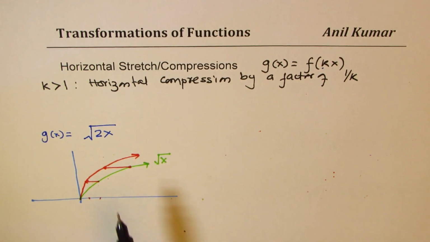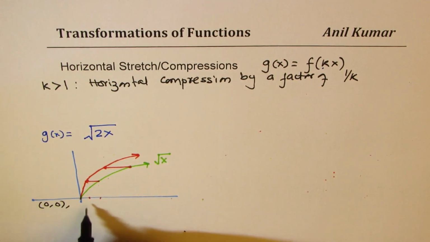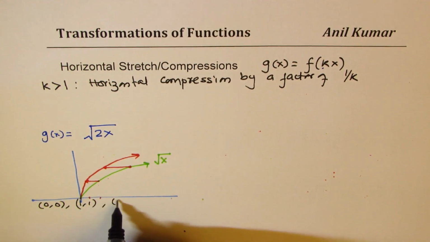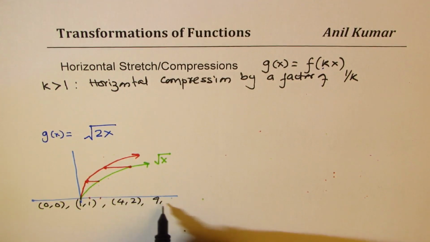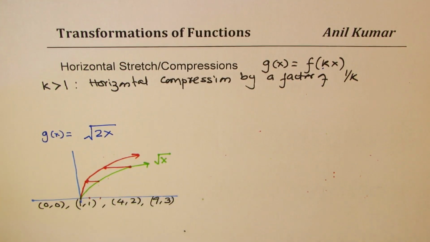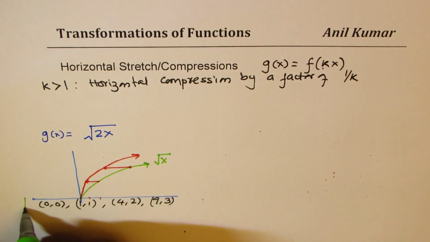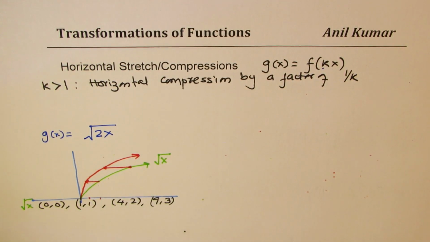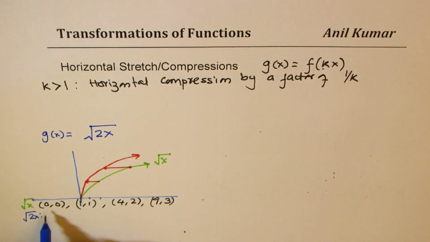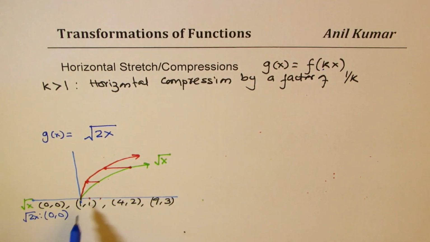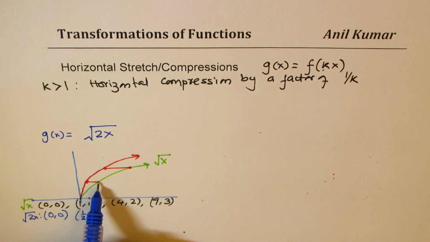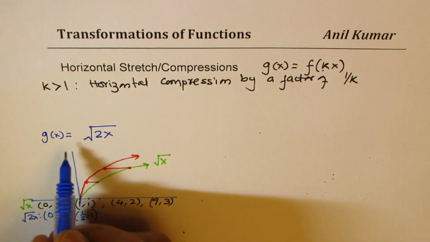So in this case, what really happens is that the points, let's say (0, 0), (1, 1), (4, 2), and (9, 3), that's the square root function. This is for square root of x. Then for square root of 2x, these points will be (0, 0) remains (0, 0). However, (1, 1) becomes, the x value becomes half. Y remains same. So that is what we mean when we say horizontally shifting left, right? Do you understand?